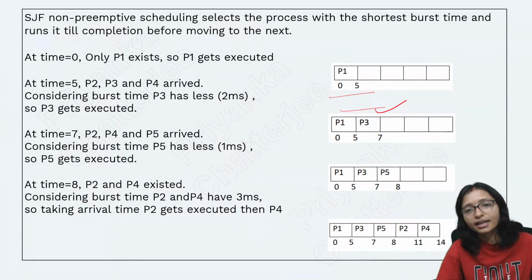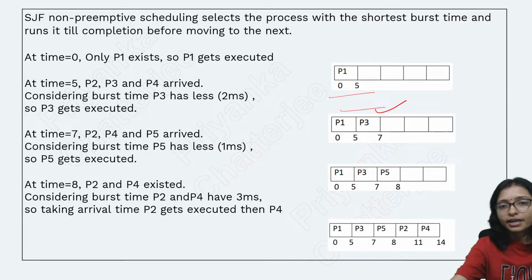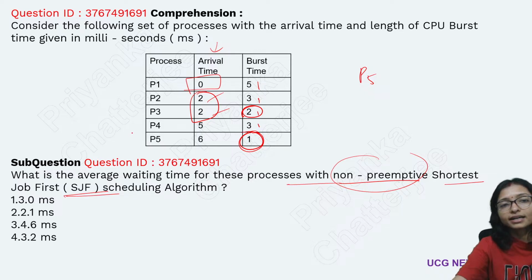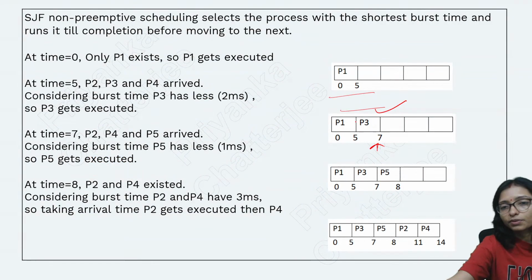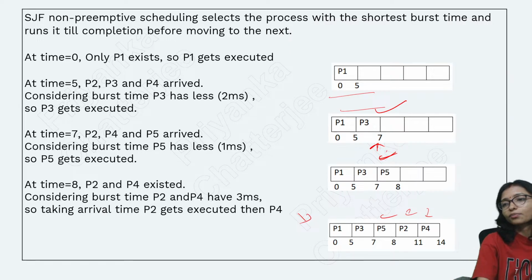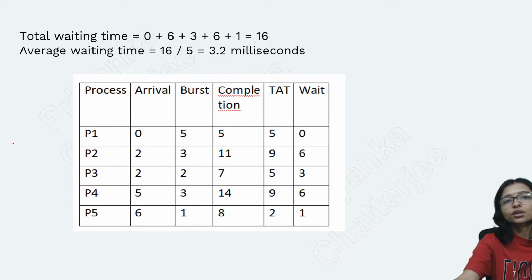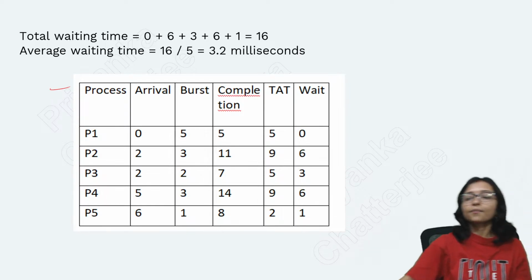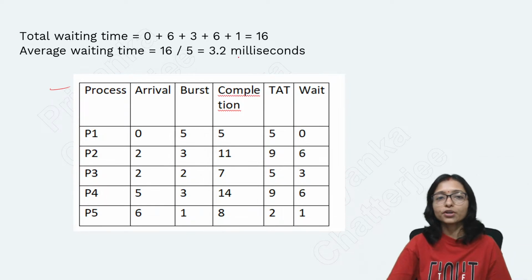After executing P3, now time is 7. At that time P5 has arrived, because P5 arrives at 6. Now you can take P5. Be very careful: now you can take P5, then P2, then P4. This Gantt chart is very important, where people always make mistakes. After this you calculate, and you will get the answer, that is 3.2. 3.2 is the correct answer.